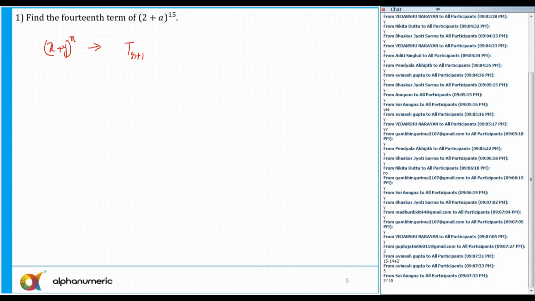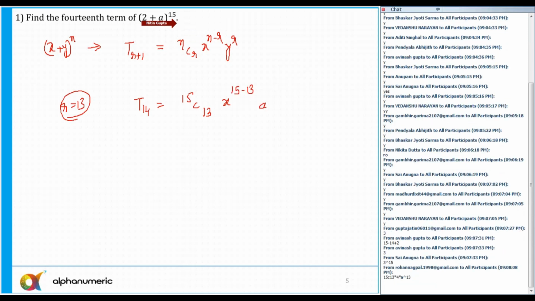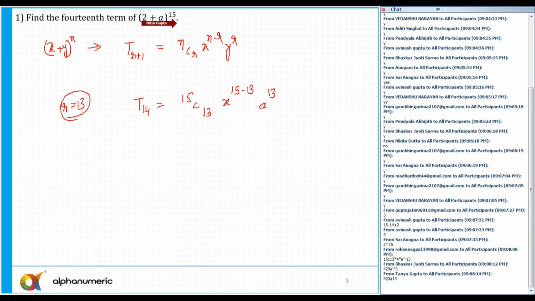Okay. Now we know that for the expansion of x plus y raised to power n, the T(r+1) term is always equal to nCr into x raised to power n minus r into y raised to power r. The sum of all the powers has to be always equal to n. That we have seen in the multinomial theorem also. So here I need to put r equal to how much? 13, because I need to find the 14th term. So the 14th term is 15C13, and the value of x, which is 2, is raised to n, which is 15, so 15 minus 13, into a raised to power 13. All right, just a minute.